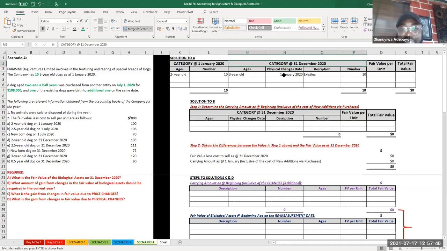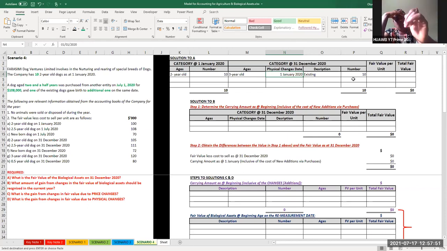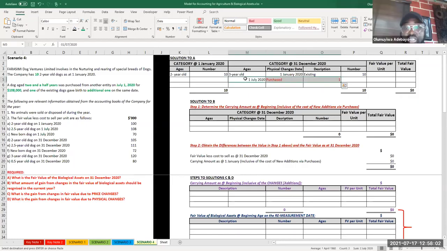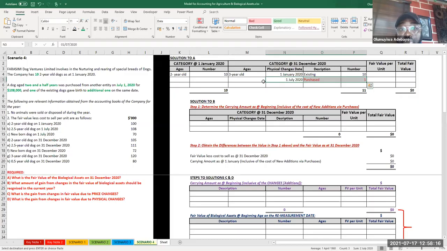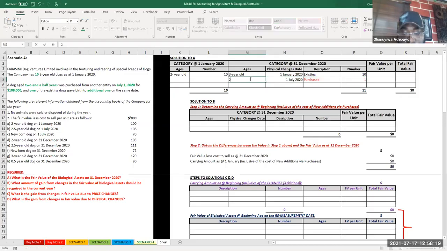But these are existing dogs that I carried over from 1st of January 2020. Yes. Now, during the year, I purchased an additional dog. 2.5 years. It should be 3 years. That on 1st of July, I purchased that on 1st of what? July 2020. 1st of July 2020. Okay, and that is 2.5. Yes. That's 108,000.